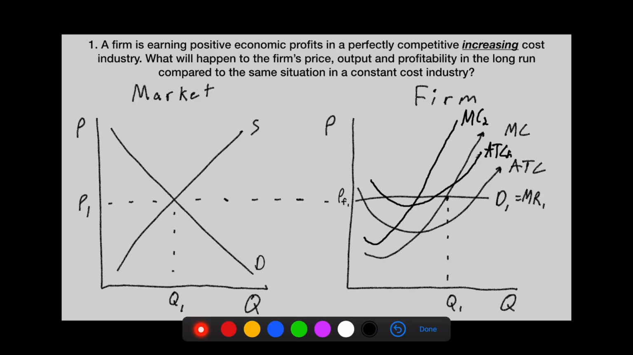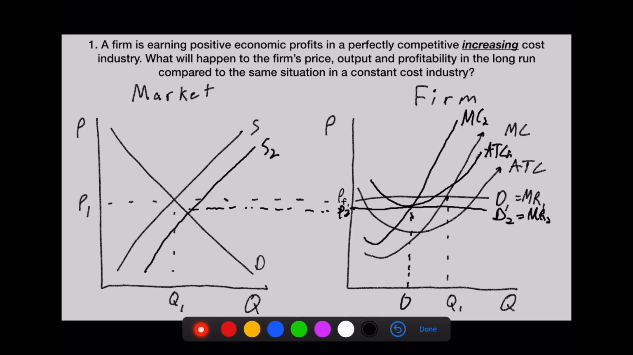Now, that means profit's going to go away just like in a constant cost industry, but price doesn't actually fall by as much as in a constant cost industry. There's P2, it's just barely shifted down. That's because supply doesn't shift by as much, S2. A little supply shift, but quantity for this firm actually falls by more than in a constant cost industry. This would have been the quantity for a constant cost industry here, and for the increasing cost industry, it's here.